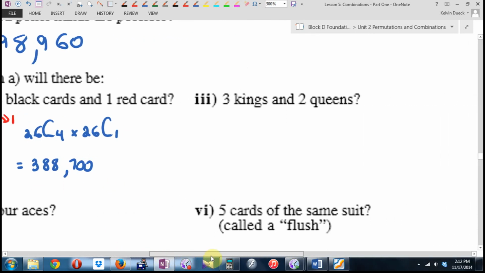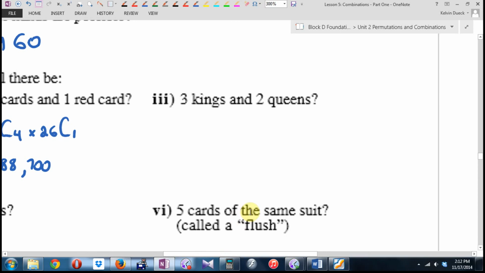Part C: 3 kings and 2 queens. Good hand or bad hand? Pretty good. This is a full house. So am I expecting a big number or a small number?